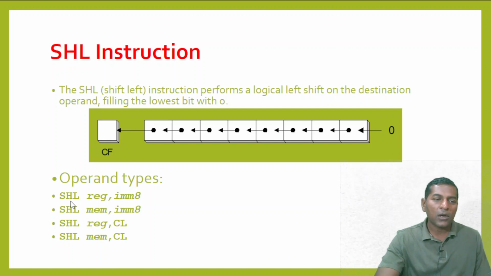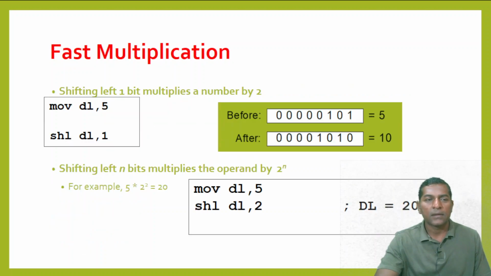The example for this instruction is SHL with a register name and immediate data. SHL with memory can also be used in this instruction. Then SHL register and CL. CL will contain the count with which the SHL will work. Here is the fast multiplication which will be offered, or which will be done using a shift instruction.